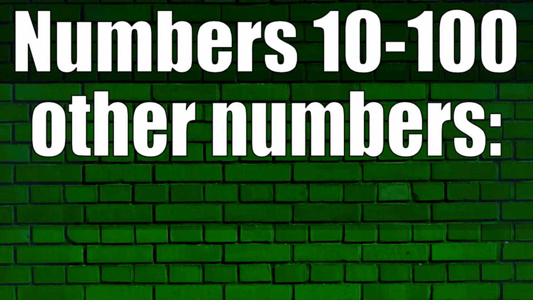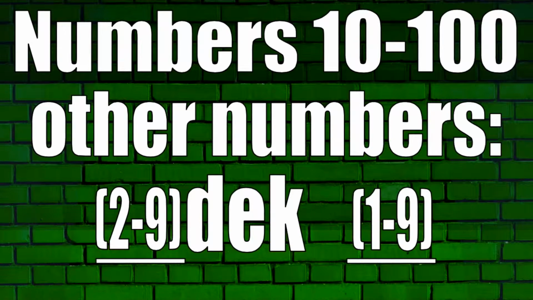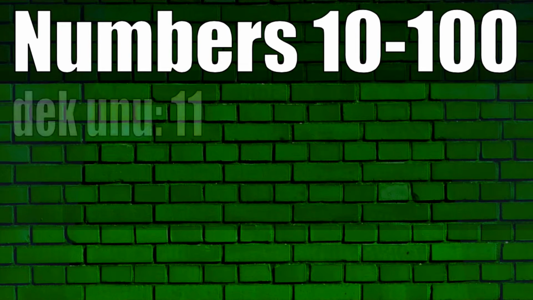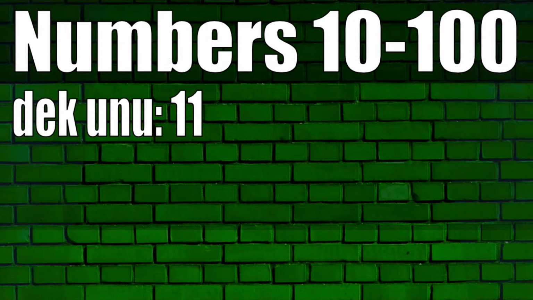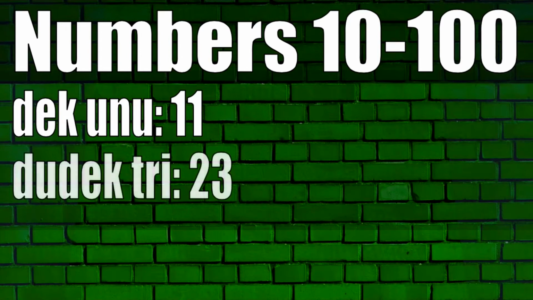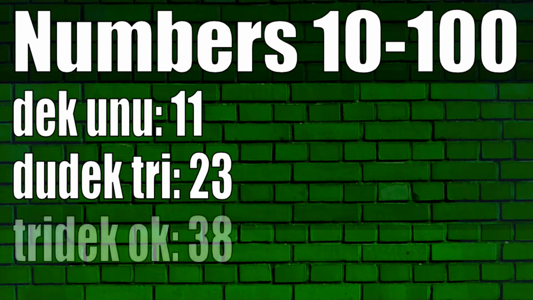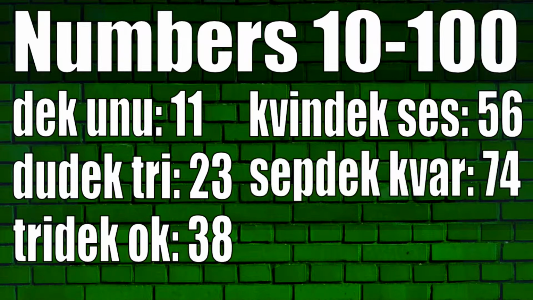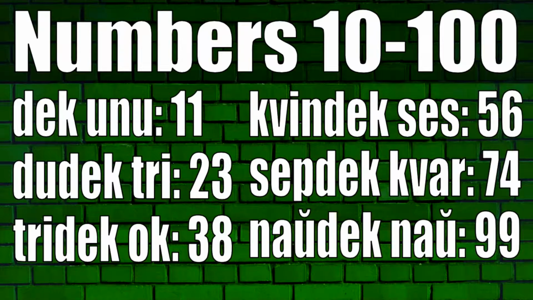For all the other numbers in between, you just say a multiple of 10 plus any number 1 through 9 with a space in between. Some examples are dek unu, 11, dudek tri, 23, tridek ok, 38, kvindek ses, 56, sepdek kvar, 74, naudek nau, 99.